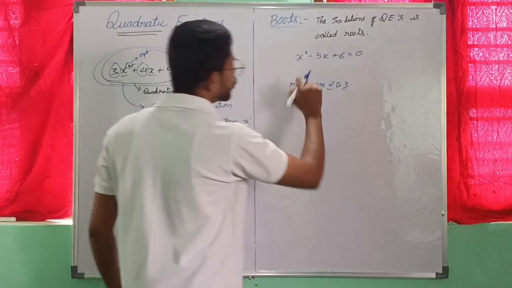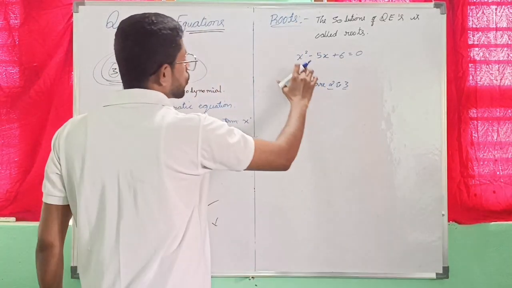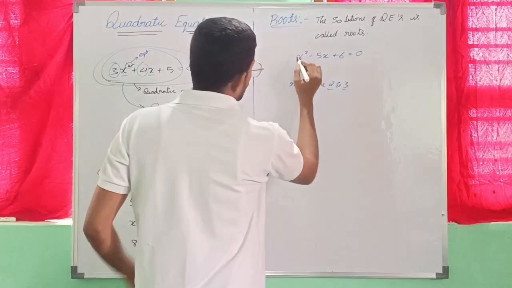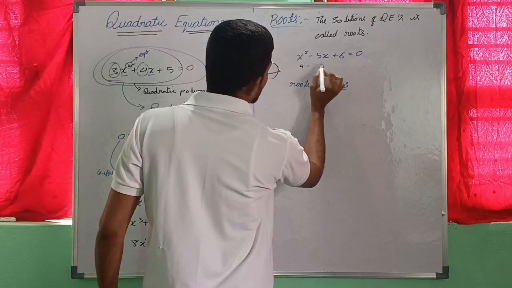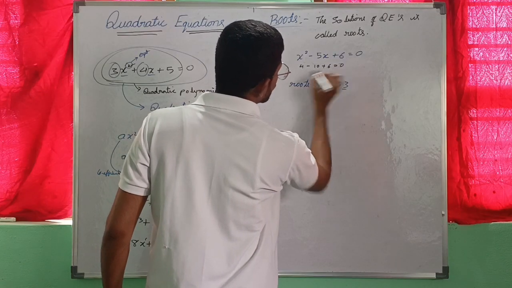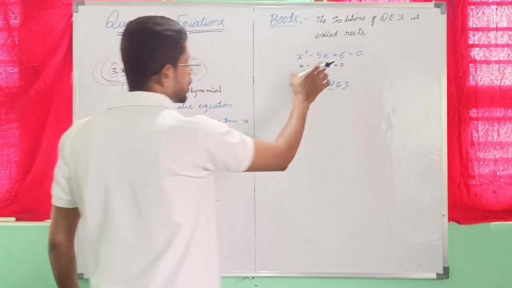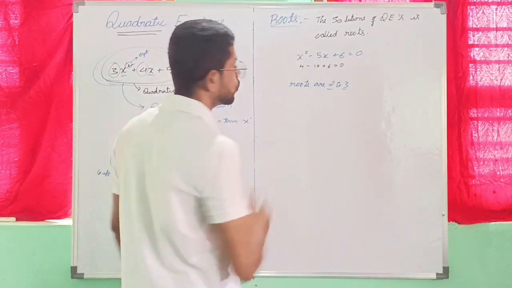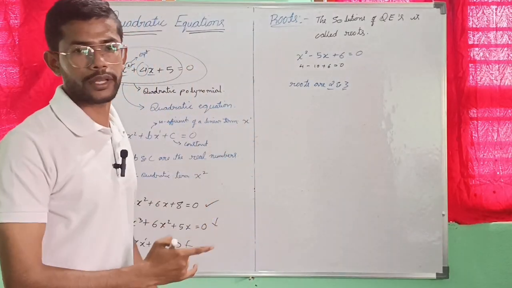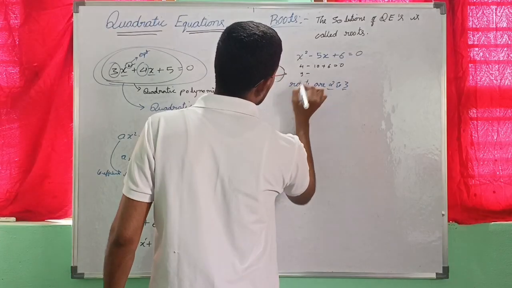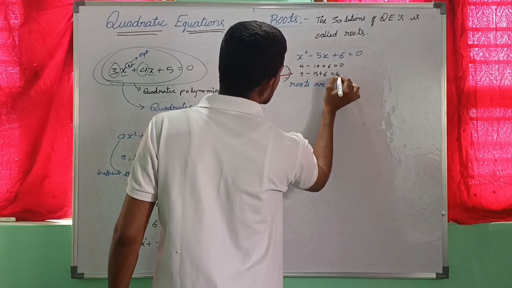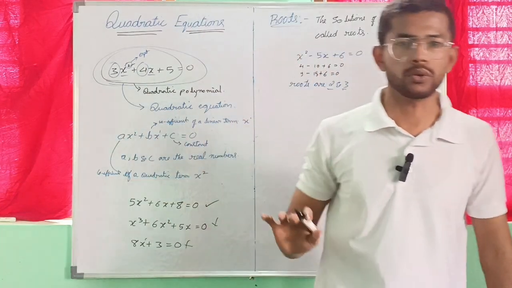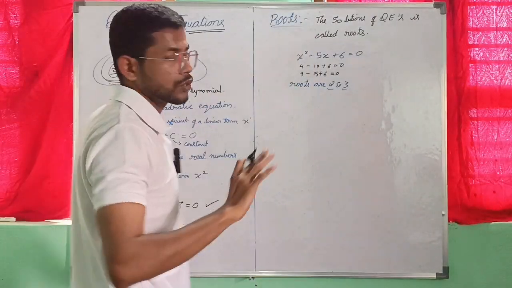Let us substitute 2 in the place of x. So here it will become 2 square is 4, minus 5 2s are 10, plus 6 is equal to 0. 4 plus 6 is plus 10, this is minus 10. It is equal to 0. When I put x is equal to 3, it will become 9 minus 15 plus 6 is equal to 0. 9 plus 6 is 15, so plus 15 minus 15 is equal to 0. So this is what the roots of the quadratic equations are.